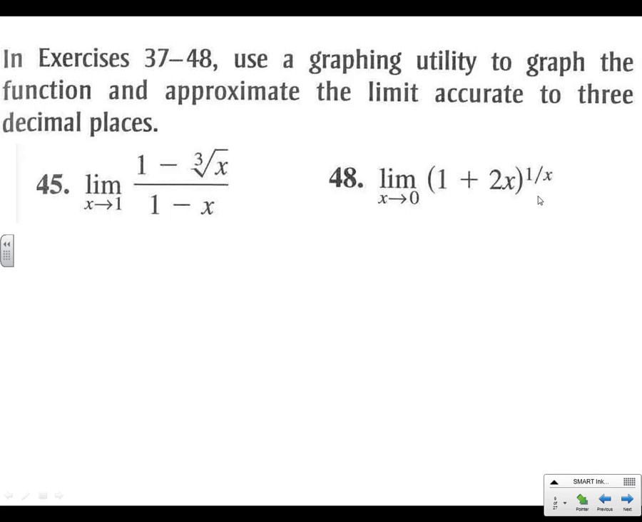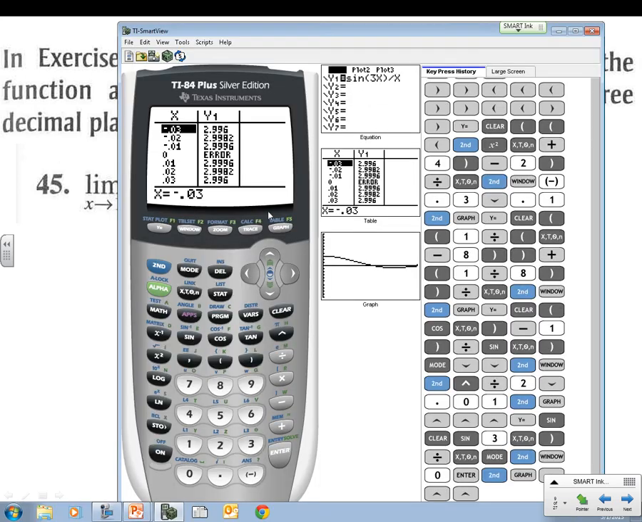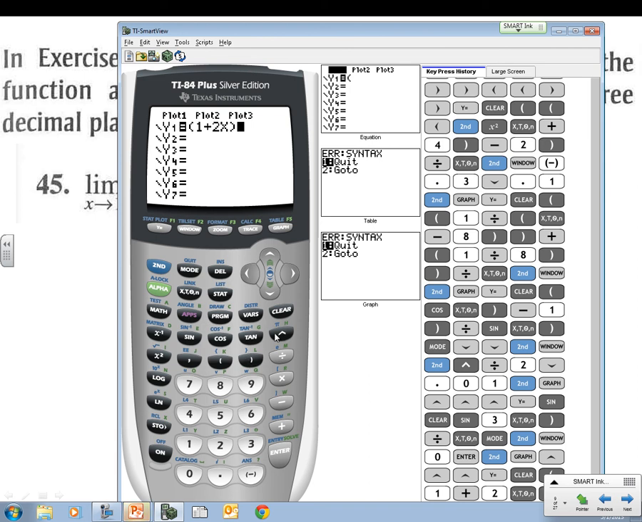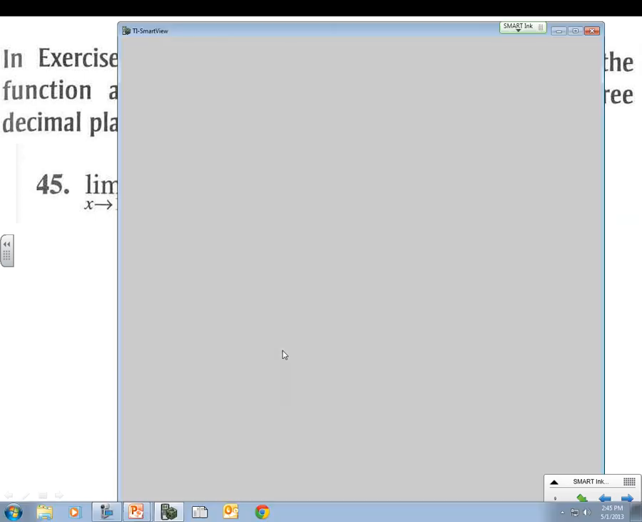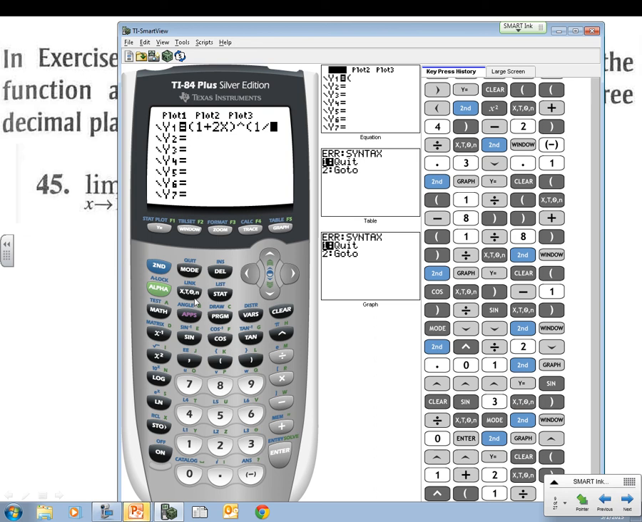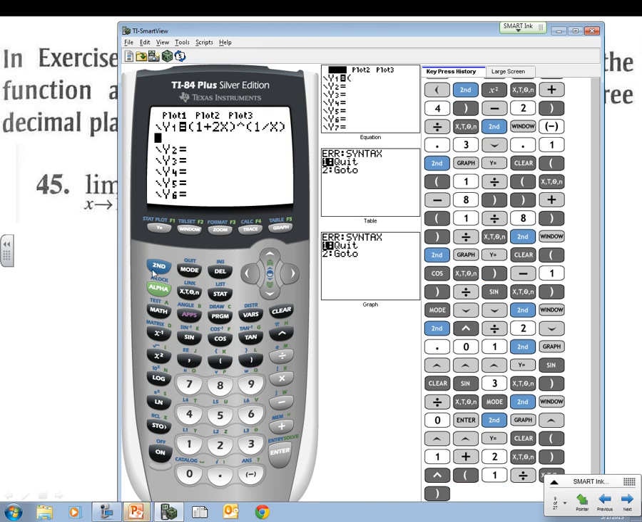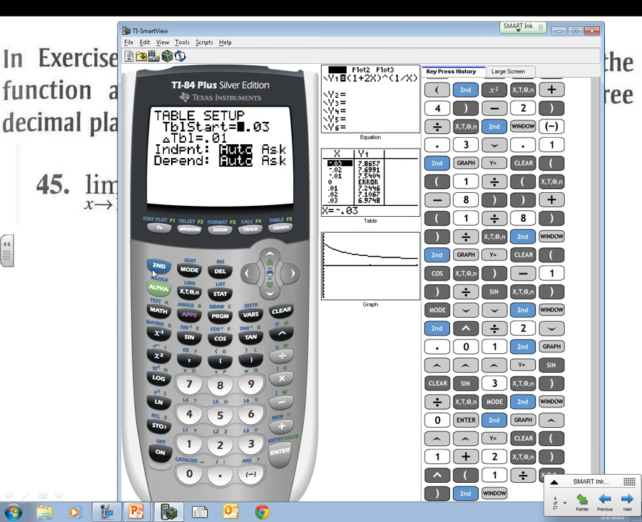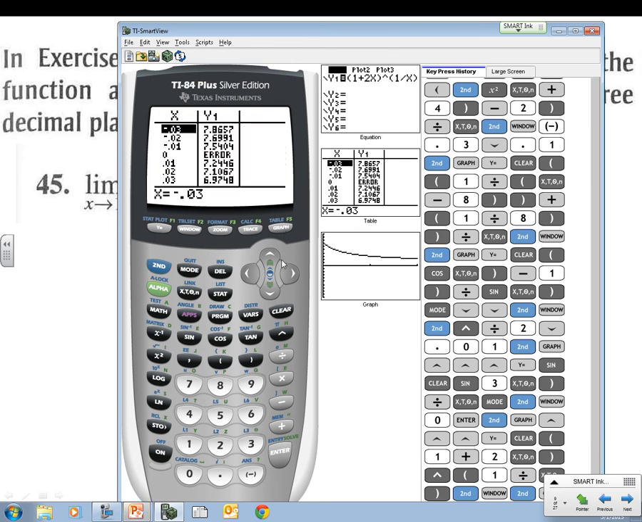48, same thing, as we're approaching 0 of 1 plus 2x to the 1 over x. Table set for 0. And so we're closing in here on halfway point, 7.54 and 7.24.